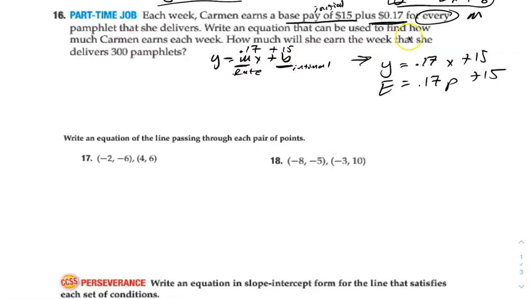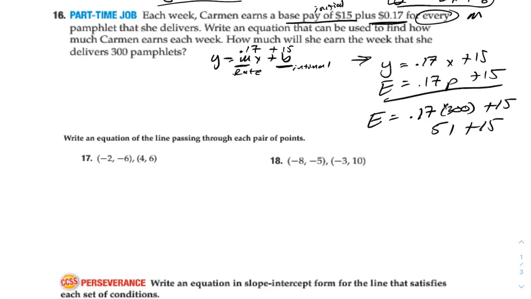How much would she earn the week? So there's my equation. I guess I'll use the fancy one. How much would she earn the week that she delivers 300 pamphlets? So I'm delivering 300 pamphlets. So I'm going to earn 0.17 times 300 plus 15. So 300 times 17, 100 times 17 is 17. 17 times 3, 51. So 51 plus 15. So that gave me 66. So $66. That's what she earned for delivering 300 pamphlets.